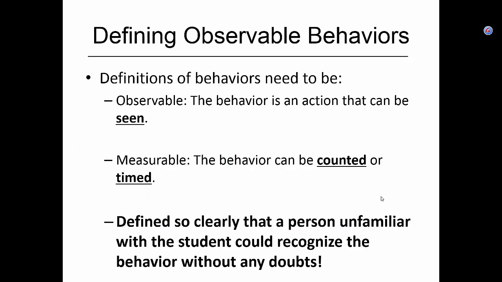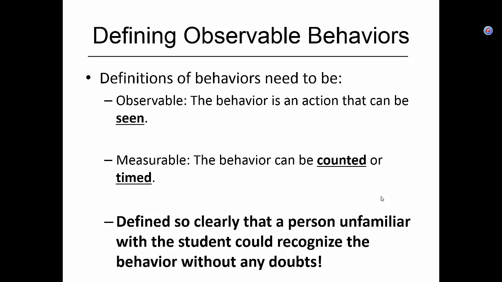It's important that we, as I mentioned, define the behavior in observable terms. A lot of times we will use terms to talk about behavior that aren't very clear and aren't very specific. And so we're really going to focus on how can we make this behavior observable and measurable? How can we count it?